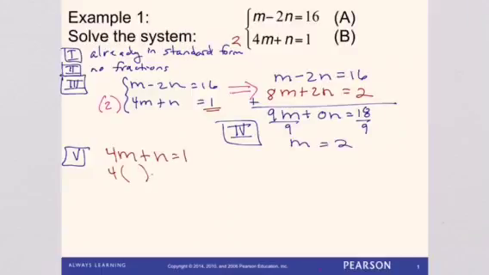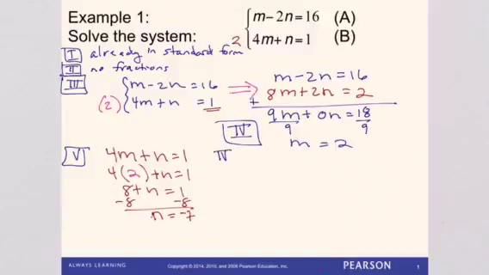So in place of the m, I'm going to write the thing I just found, which was 2. So now I have 8 plus n equals 1. And so if I subtract 8 from both sides, I get n equals -7. Okay? Now I've got my two variables.